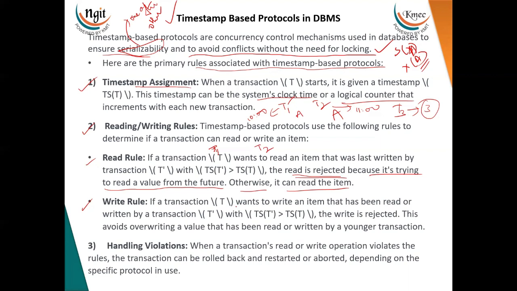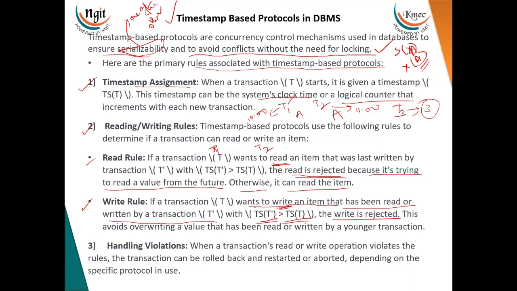Write rule says that when T transaction wants to perform a write operation on some data item that has been read or written by the transaction T dash, with timestamp of T dash greater than timestamp of T, the write is rejected. This is the same as in the previous read rule. There, T wants to perform the read operation. In the write rule, T wants to perform the write operation.